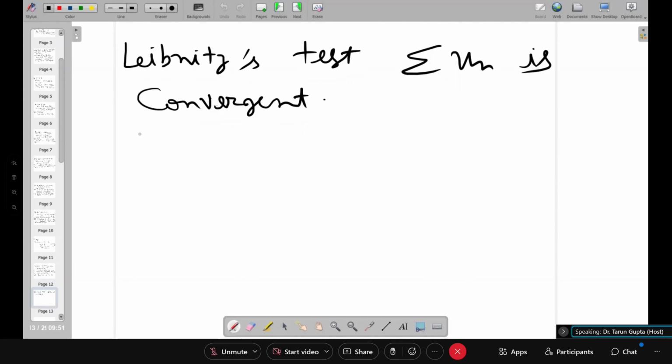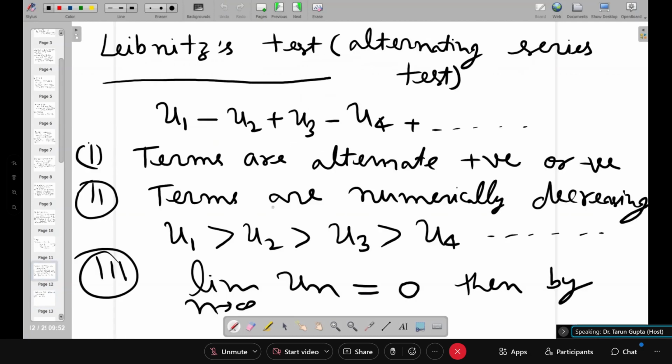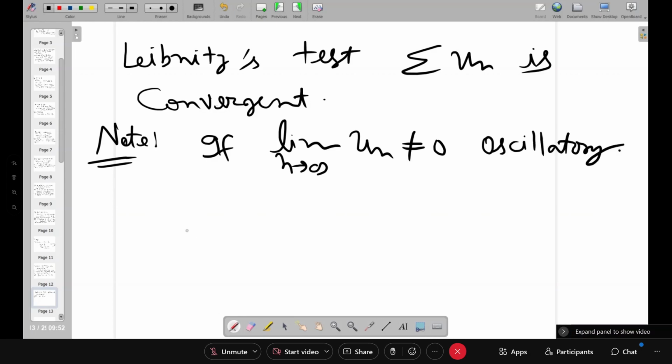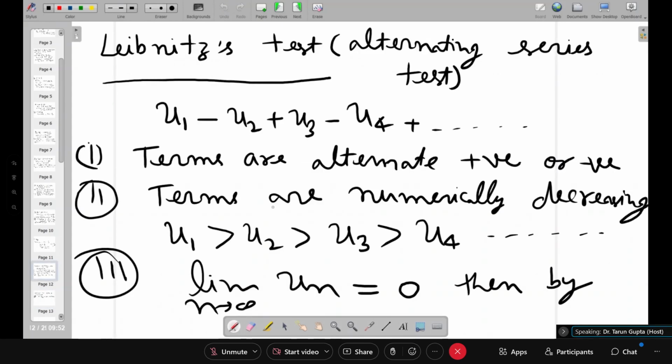So here you can write the note that if the first two criteria are fulfilled, means terms are alternate positive negative and terms are numerically decreasing, and limit n tending to infinity un is not equal to 0, then the oscillatory case will be there. So this is the Leibniz test which you can apply to the alternating series, and this is the only test in your syllabus which you can apply for alternate positive negative signs.